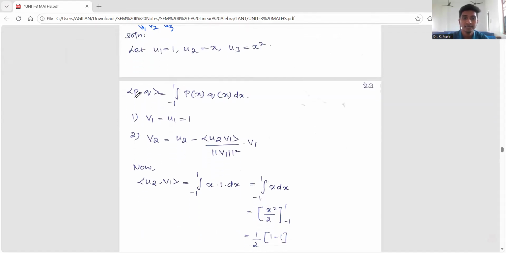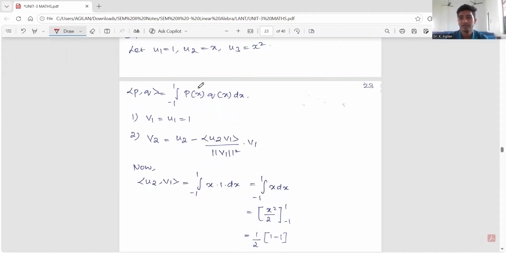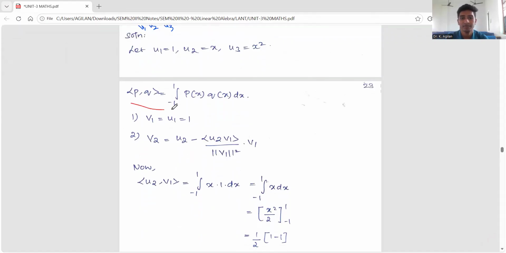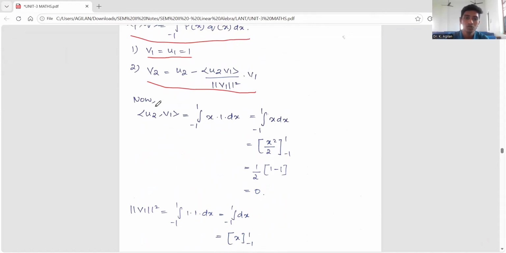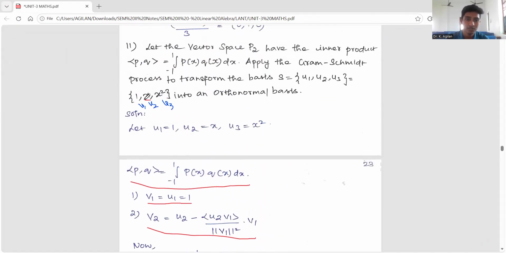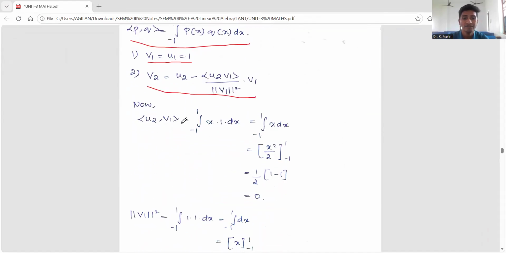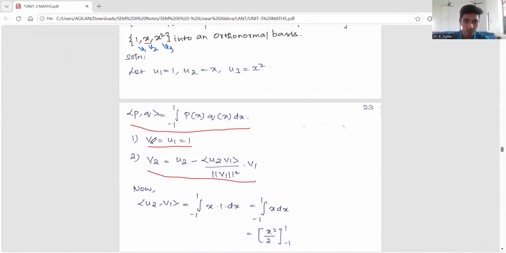Next, from the given question, we can write this in the polynomial format for this problem. And u1 is nothing but v1 equal to 1. v2 is nothing but, we have a formula. Substitute these terms into this formula, and we can get v2, right? So next we need to find the inner product of u2 comma v1. What is u2? u2 is nothing but x, right? And v1 is nothing but u1, which equals 1.